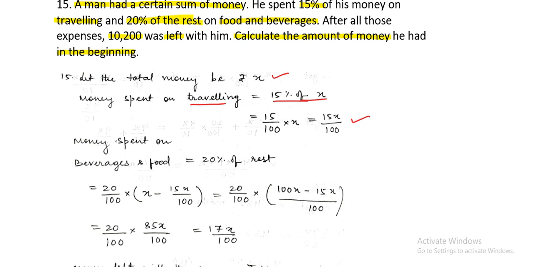So now money spent on beverages and food is how much? 20% of the rest. So 20% of rest means 20 by 100 into rest. Rest means what? Total money is X and already he has spent 15X by 100. So rest will be X minus 15X by 100. Now if we take the LCM, here the denominator is 1, so it will become 100X minus 15X. LCM will be 100. So 100X minus 15X will be how much? 85X by 100. So 20% of 85X by 100, if we cancel, we will get 17X by 100. So what is this? Nothing but money spent on food and beverages. That is 17X by 100.